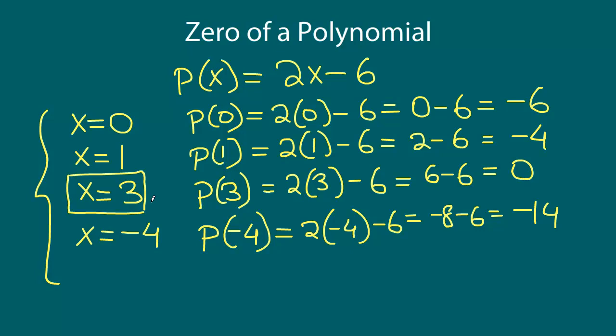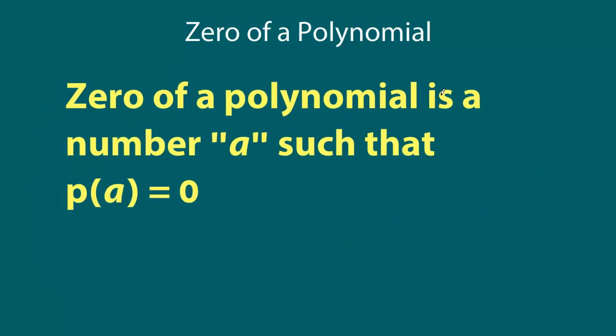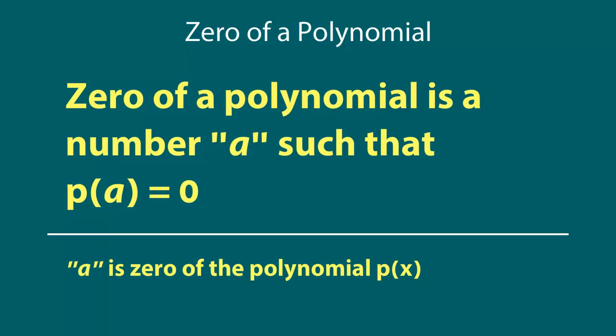So for x equals 3, we see that the value of the polynomial is 0. Now, whenever we have a situation that for a certain value of the variable, the polynomial becomes 0, we call that value a 0 of the polynomial. Let's make sure that we define it clearly. So a 0 of a polynomial is a number a such that when we try to find out the value of the polynomial at a, we get 0, right?